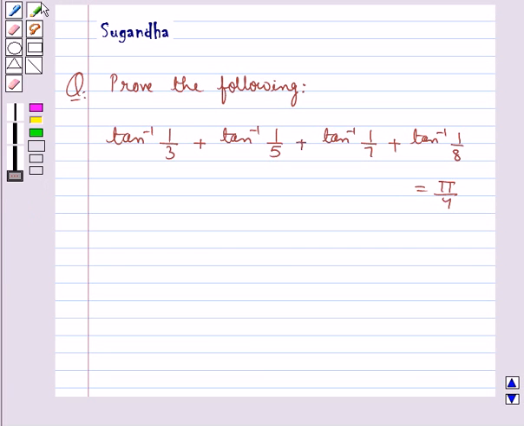In this session, we discuss the following question. Prove the following: tan inverse 1 upon 3 plus tan inverse 1 upon 5 plus tan inverse 1 upon 7 plus tan inverse 1 upon 8 is equal to pi by 4.